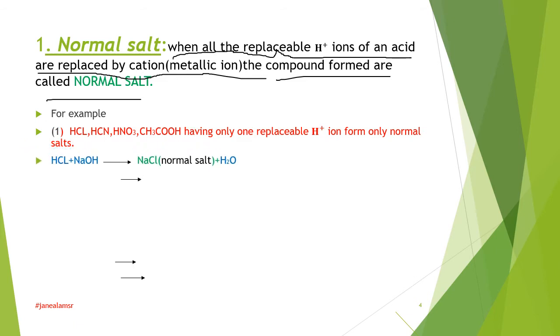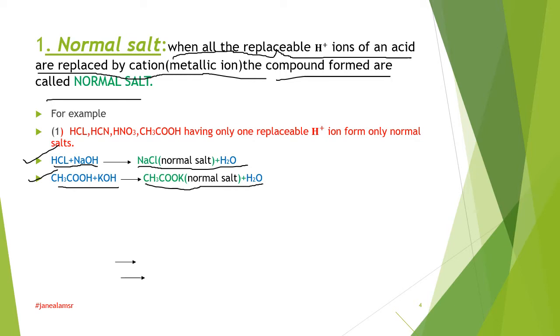Here you can see how normal salt is formed. Look, HCl when reacting with base NaOH forms salt NaCl, normal salt usually used in our daily life, and water. Same thing happens in the second example, CH3COOH, that means acetic acid, when reacting with KOH, that means potassium hydroxide, this replaceable hydrogen ion is replaced by K, forming potassium salt, which is normal salt.